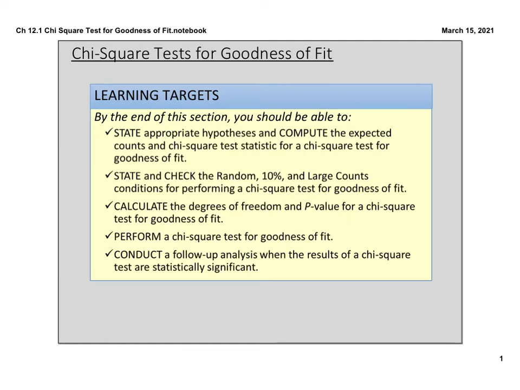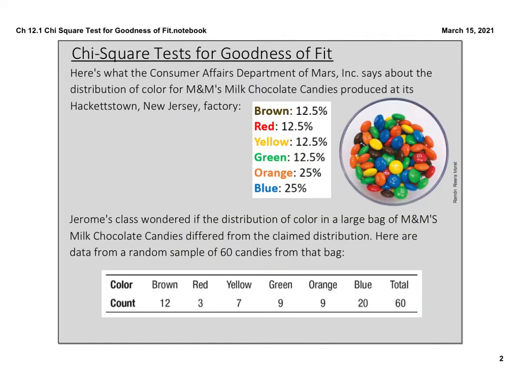We are kicking off chapter 12 today, which talks about chi-square. Chi-square is a different type of test that we're going to do for distributions. So we're going to talk about chi-square today. So the chi-square tests for goodness of fit.